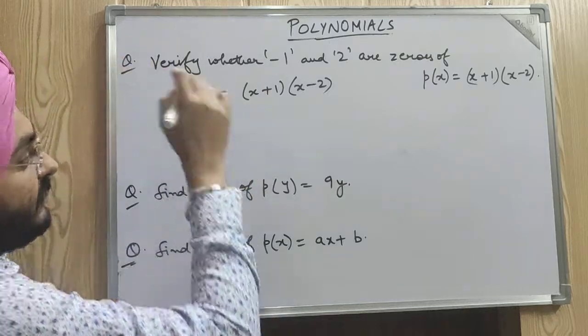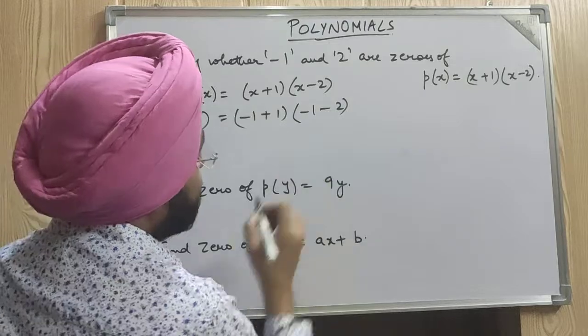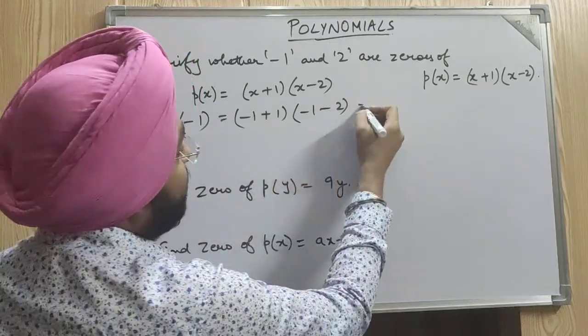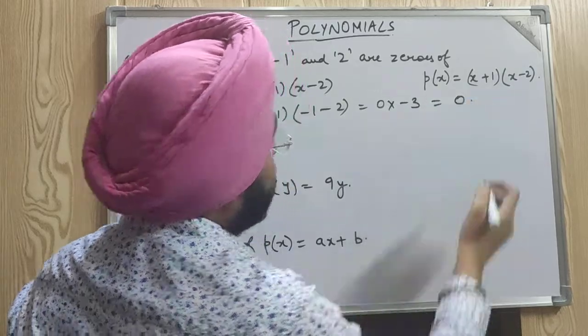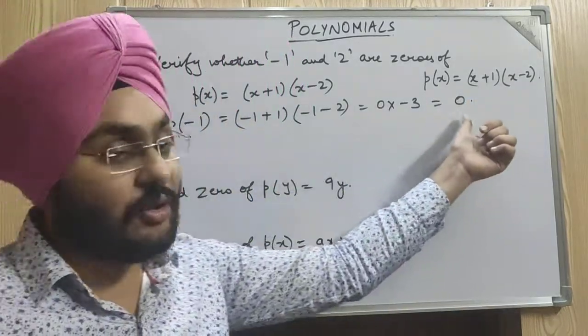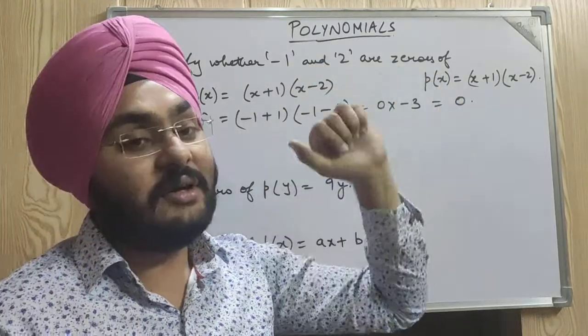As we have done in the previous one, minus 1 plus 1 and minus 1 minus 2. Minus 1 plus 1 will be 0, and 0 into minus 3 will be 0. So our answer is 0. So I will say yes, minus 1 is a zero of p(x).